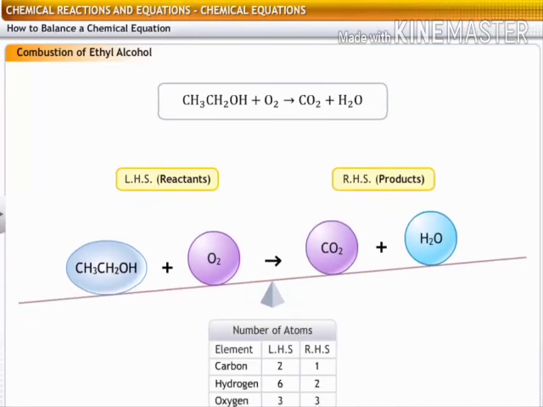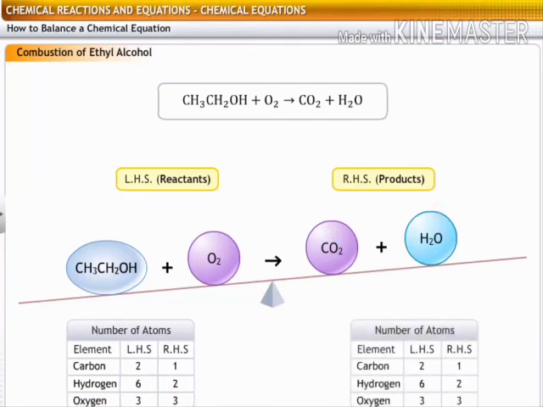Step 2 is to check the number of atoms of each type on either side. Here we have 2 carbon atoms on the left-hand side, but only 1 on the right-hand side. 6 hydrogen atoms on the left-hand side, but only 2 on the right-hand side. 3 oxygen atoms on the left-hand side, as well as on the right-hand side. Let us begin balancing the equation by selecting carbon.